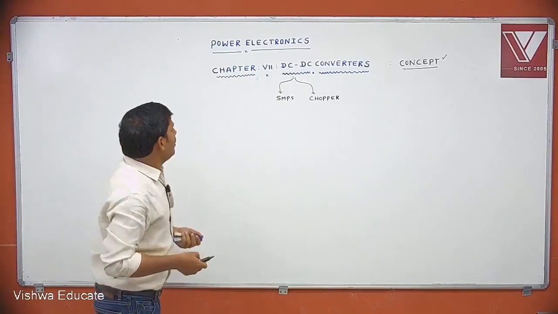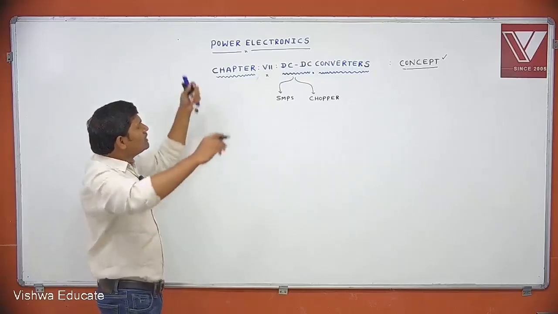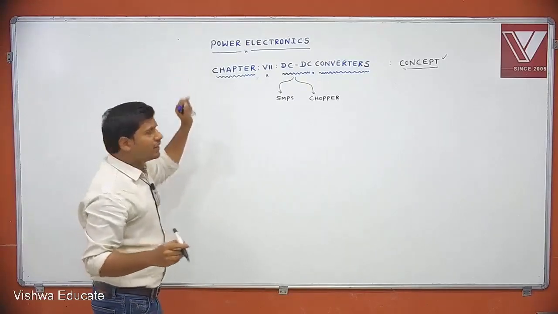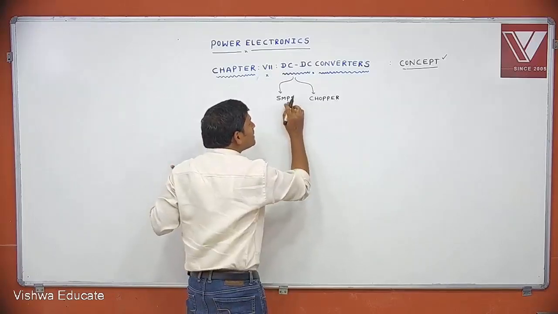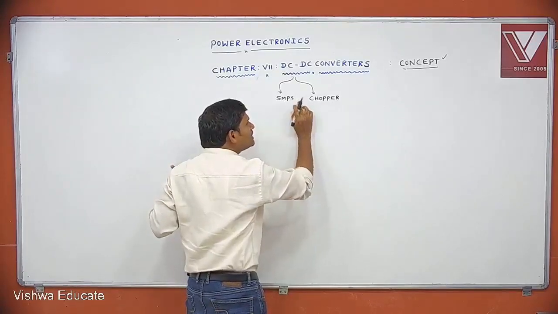But first we will see the definition of the DC to DC converter. Our analysis is mainly not for SMPS. According to our syllabus, we mainly concentrate on the chopper.